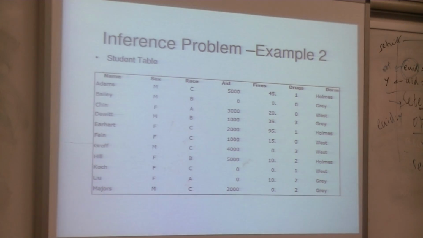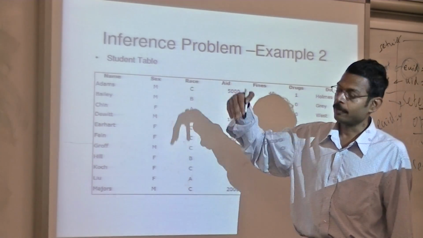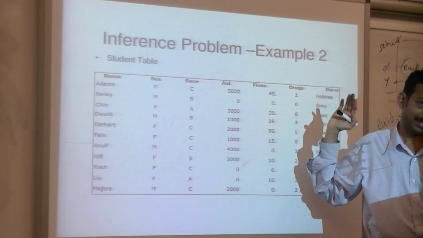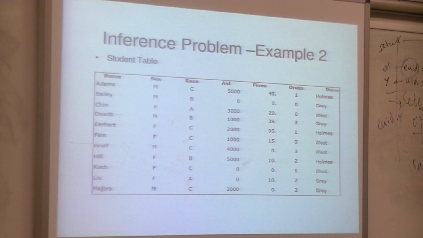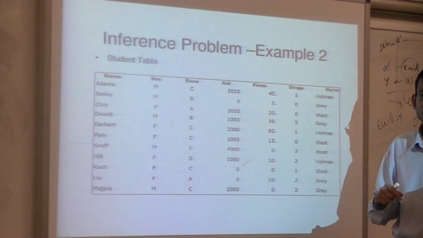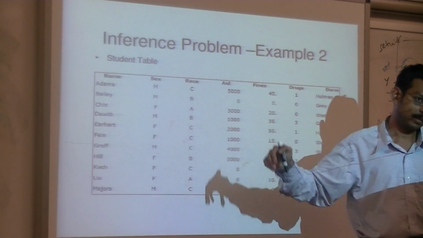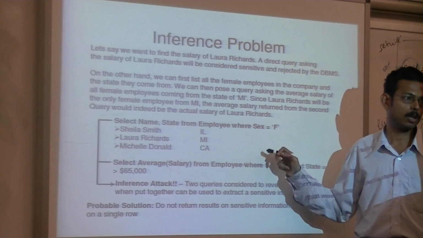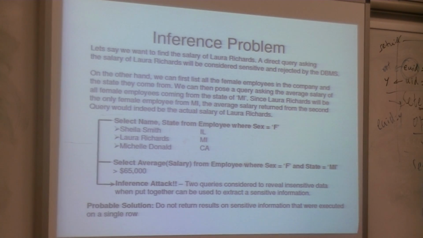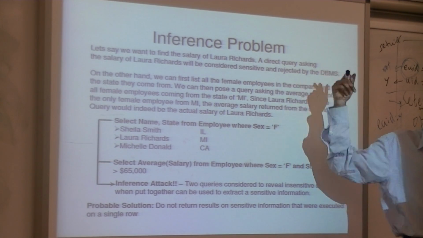Before that, let us see another scenario. We have a student database where we have all student names. From an exam point of view, I could give you a database like this and ask you, since all of you have taken some database course or been exposed to SQL queries, to at least write down what queries you would launch to gather particular information. For example, in the previous example, what will be the two SQL queries you will launch to find the salary of Laura Richards? That should be the kind of question you can expect from this topic, at least the inference problem. And then we'll move on to the solutions.